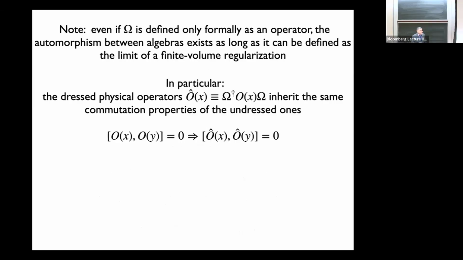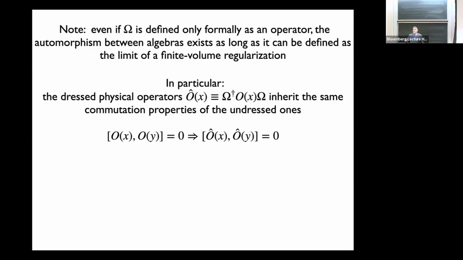Now, as I said before, that was already evident from what I said before, but let me repeat it. If we take a physical operator defined at some point x, so if this O hat of x is defined as the dressing of a local operator O(x), right? Now, if two O commute, for instance, because they are defined on mutually space-like points, then even the dressed operators commute.